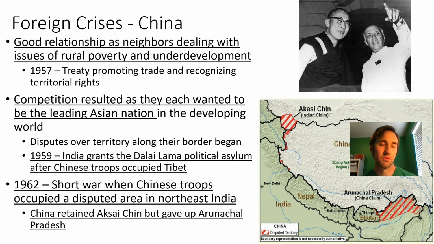Competition starts to really destroy this relationship, though, as they each wanted to be the leading Asian nation within the developing world. So they both kind of get a little power hungry. Disputes over territory along their borders start to pop up, and so these areas are highlighted here and here. And then to make things worse, in 1959, China invades Tibet and pretty much takes it, despite the world protesting, and in some ways they're still protesting over this annexation and taking over of Tibet.